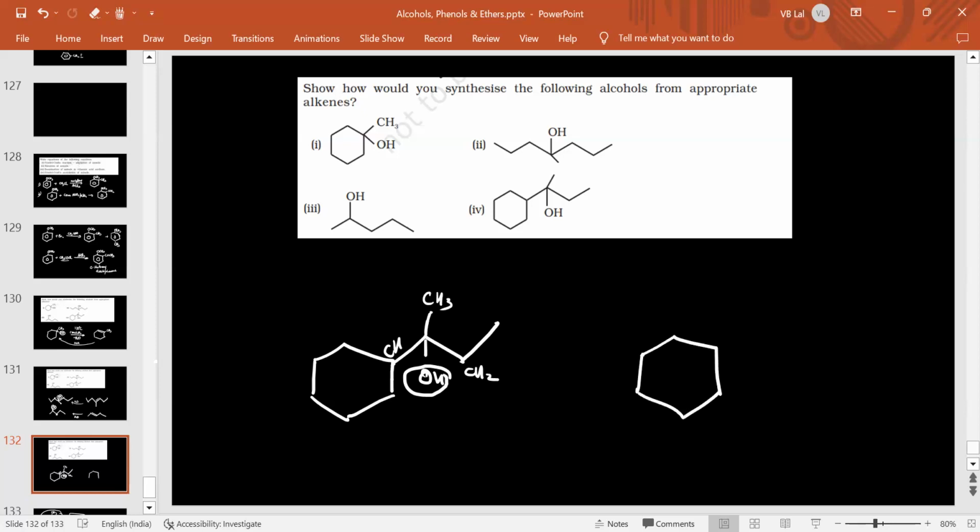This cyclohexyl, and here I'll get the double bond. This CH3, this and this. This will be the product. Are you getting? I took OH from here and H from here, and so a double bond is created here. Okay? So double bond is here.